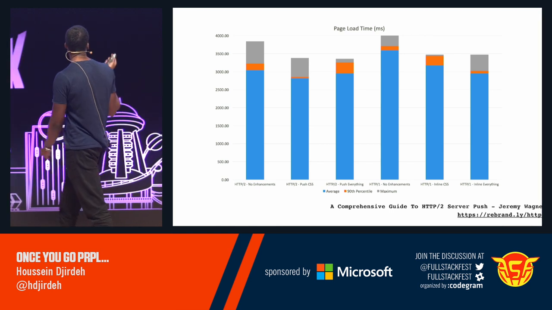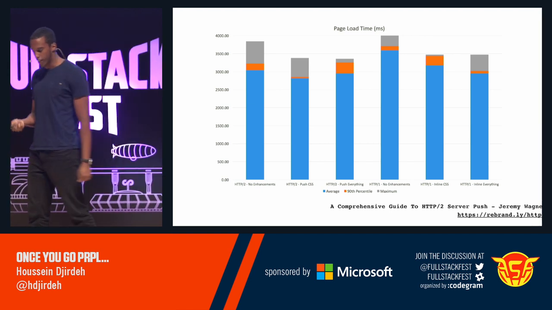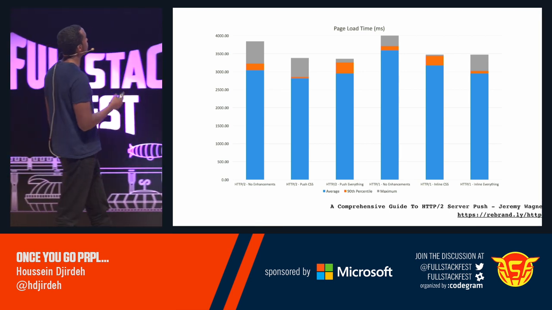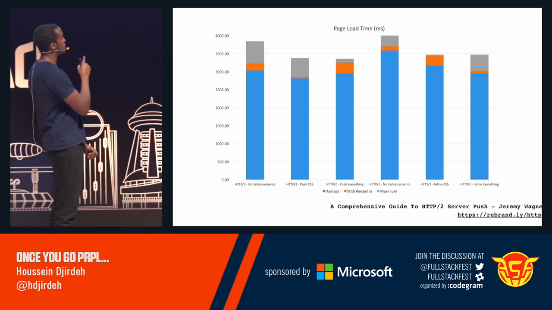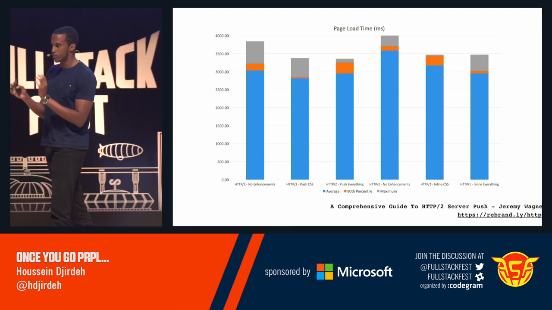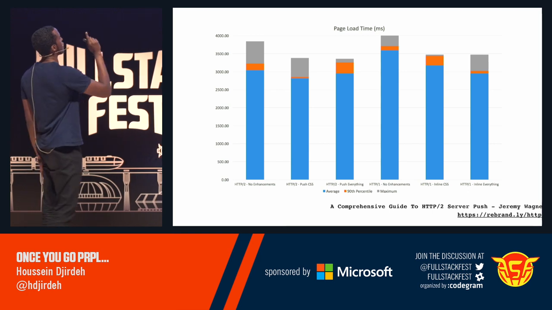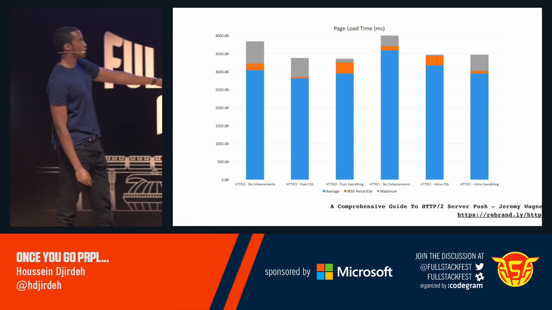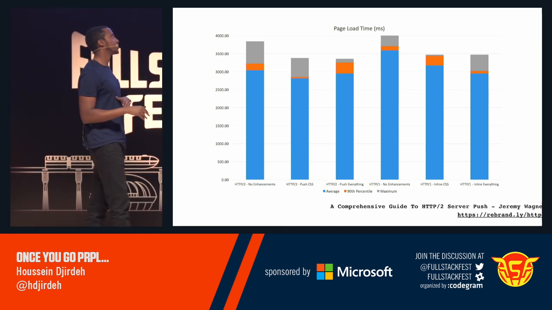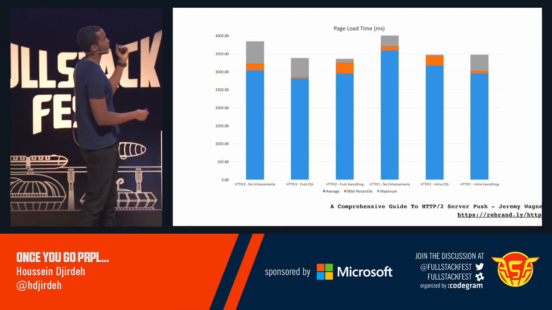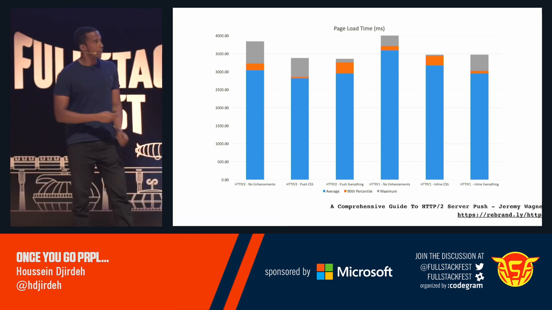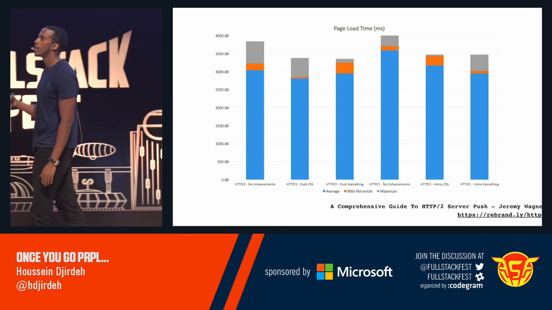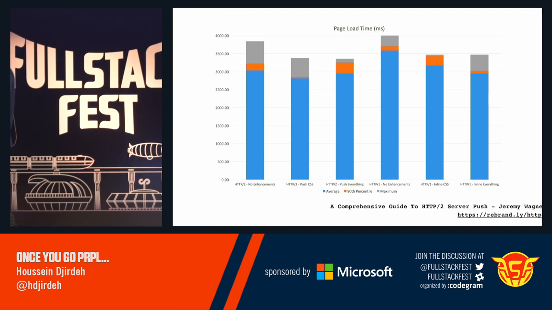So here's some data from Jeremy Wagner. He wrote a very comprehensive guide to H2 server push, so I'll definitely suggest reading it if you're interested. But what he did was he ran a number of tests on a single web page. I believe he ran each test 25 times with a slightly different set of variables. So you can see at the middle right, the tallest bar, the page load times on his web page with HTTP1 without any enhancements. To the right of that, you can see how it gets reduced when he inlines CSS. And to the far right, you can see what happens when he inlines everything. Now, we know inlining assets can cut page load times because you're cutting down trips to the server.